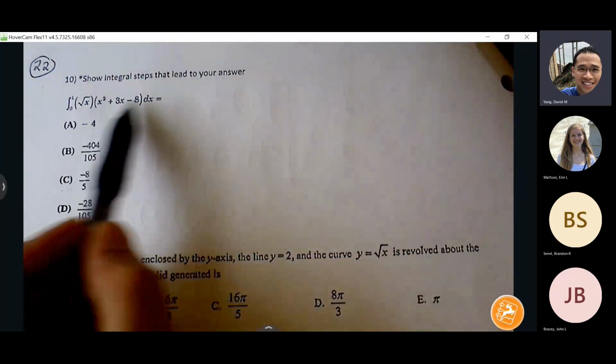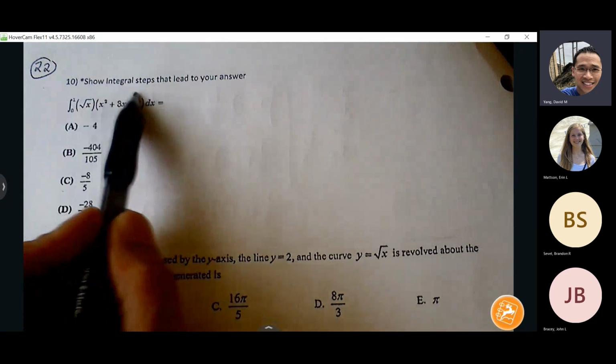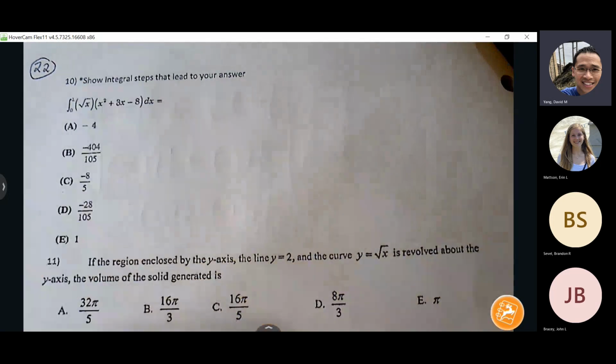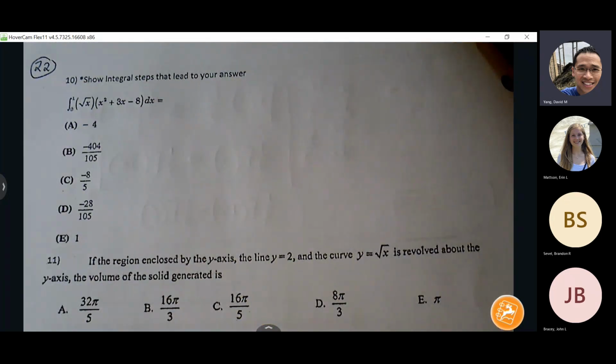Because if it was the square root of this whole expression, then I'm kind of stuck, right? But this is manageable. The square root is only for that one term. I can clean it up, distribute through, and just rely on the power rule at the end. So yes, expand all the way out. The power rule should get us our answer.